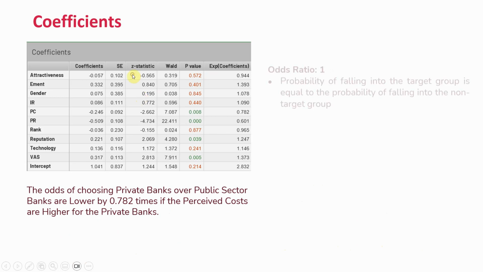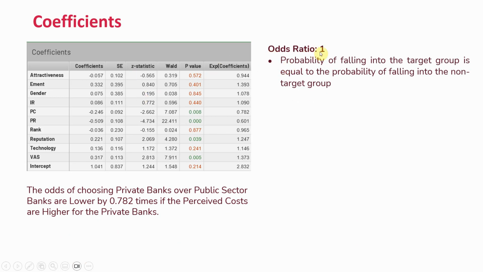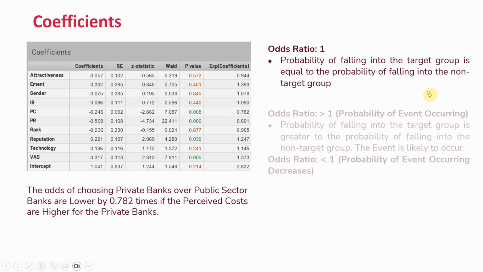Now, here are our results. Now, what is this? Odds ratio 1. Now, this can be exactly 1 as well. What if this odds ratio is 1? Now, the probability of falling into the target group or selection of private banks is equal to the probability of falling into the non-target group, that is not the private banks, but you can say, let's say, public sector banks.